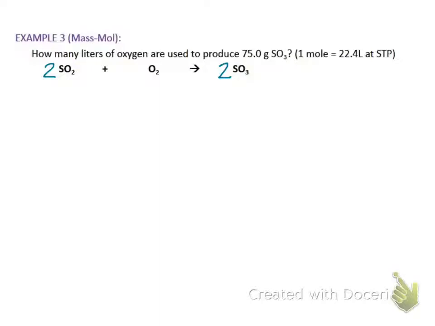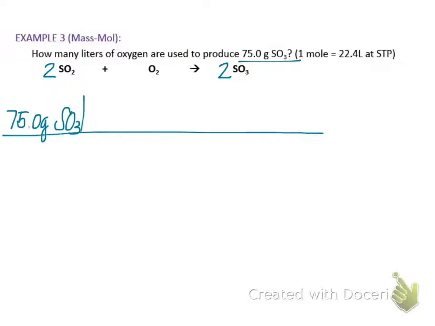Okay. I'm starting with the 75 grams of SO3. What is SO3 called? It is not sulfite. There's no charge on there. Sulfur trioxide. Thank you, Evan. Okay. I've got grams. I need to get to moles. So I'm going to use the molar mass. 80.07.